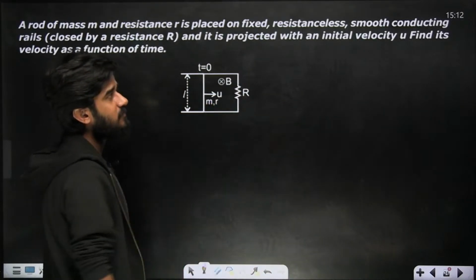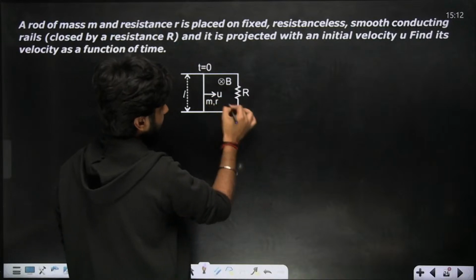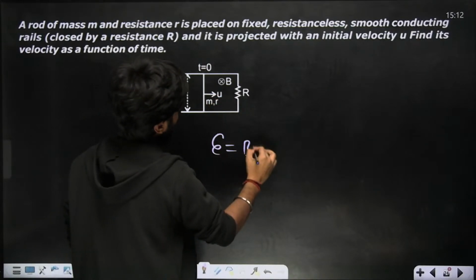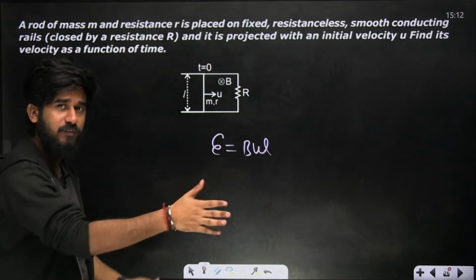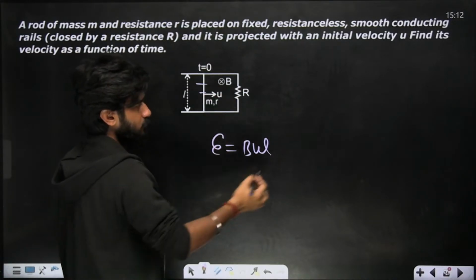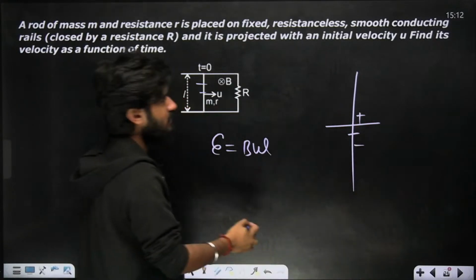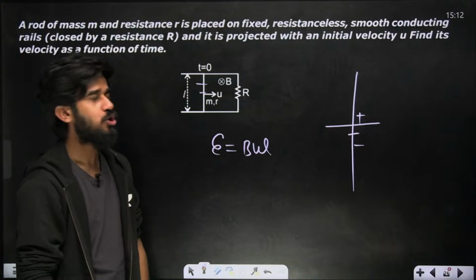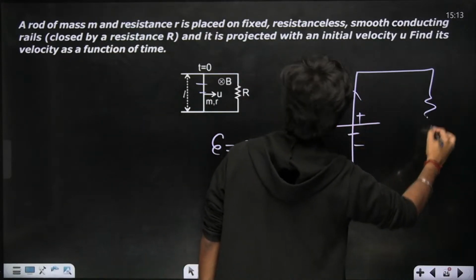So this has velocity u and there is a magnetic field inside. So the induced EMF, E is equal to what? BuL initially. And one more thing: if it is moving in this direction, then this is positive, this is negative. So let me draw it further. This is positive, this is negative, right? Because it is moving in this direction, the current will be flowing like this, I, and this is the circuit, this is the R.